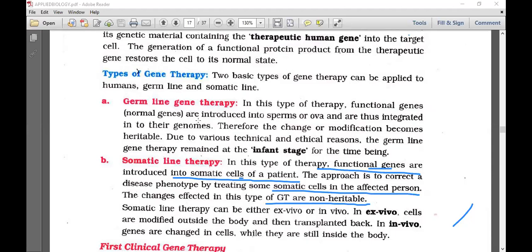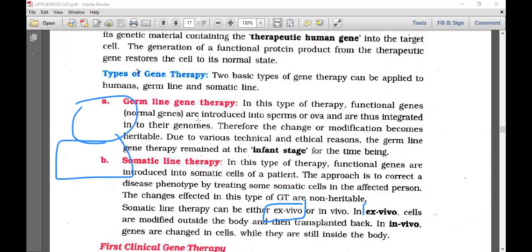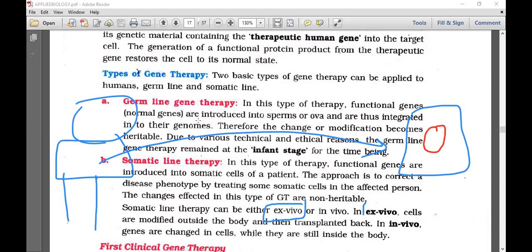Somatic line therapy is of two types, ex vivo and in vivo. What is ex vivo? The cells are modified outside the body. That means we take the patient cell outside the body and, with the help of a viral vector, we introduce the genome, and then the cell is introduced back inside the body, transplanted back. That we say ex vivo. In vivo, genes are changed in cells while they are still inside the body. The treatment itself is done when the cells are present inside the body.